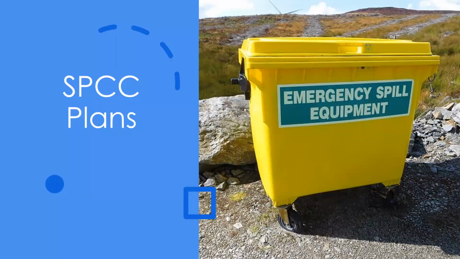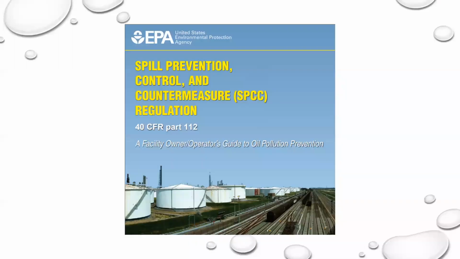All right, lastly, we're going to talk a little bit about SPCC plans. So SPCC plans are basically spill prevention, control, and countermeasure plans. And these are more for our industrial facilities. This is a facility owner's operator guide to oil pollution prevention that I'm showing here. This resource, you can just kind of Google it, and the EPA has a really good guide for this kind of stuff.